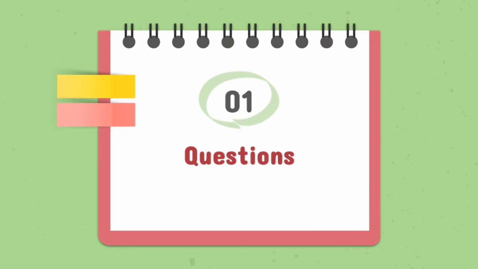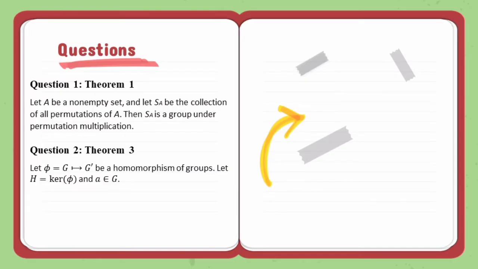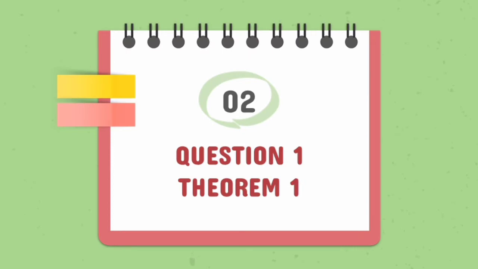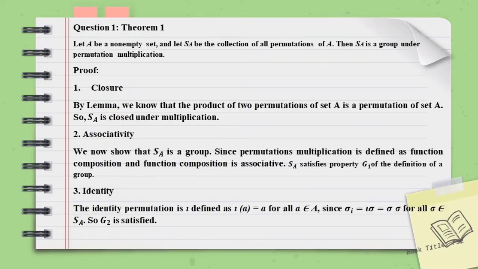Firstly, we start with the questions. So we have two questions. Question 1 is related to Theorem 1, while Question 2 is related to Theorem 3. Theorem 1: Let A be a non-empty set, and let S_A be the collection of all permutations of A. Then S_A is a group under permutation multiplication.